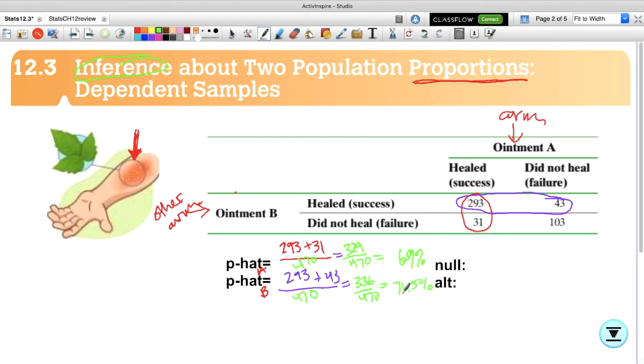They seem pretty darn similar. Are they close enough based on how many people were in this whole study? If there were more people or fewer people, that would change it, right? Our N value is important here.